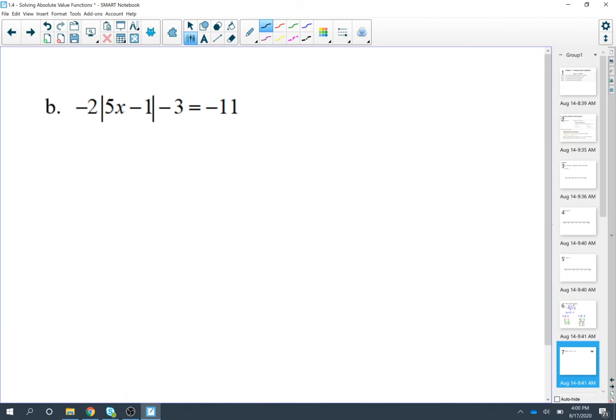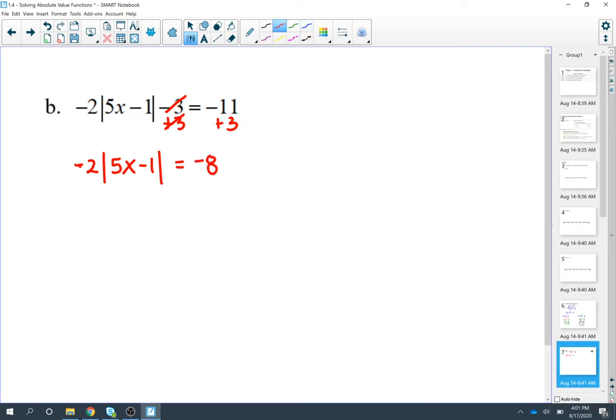Okay, letter B. So once again, if we can, preferably, we want to get this absolute value completely by itself. The other thing, whatever you do, you may not distribute a number into absolute value. You have to get rid of it some other way. So on this one, the first thing I'm going to do is add 3. That's going to leave me with negative 2 times the absolute value of 5x minus 1 equals negative 8.